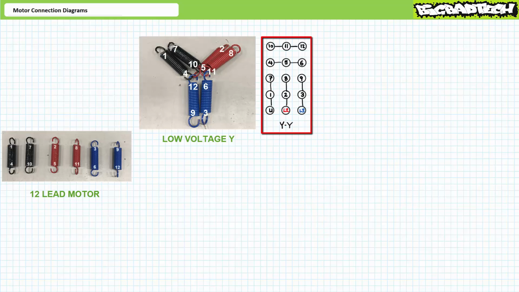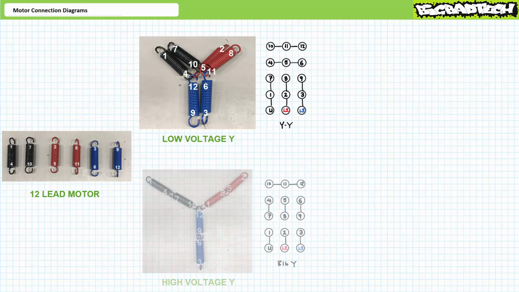A motor connection diagram illustrating a 12-lead motor set up for the low voltage Y configuration might look something like this. L1 goes to conjoined terminals 1 and 7, L2 goes to 2 and 8, L3 goes to 3 and 9, 4, 5, and 6 are tied together, as are 10, 11, and 12.